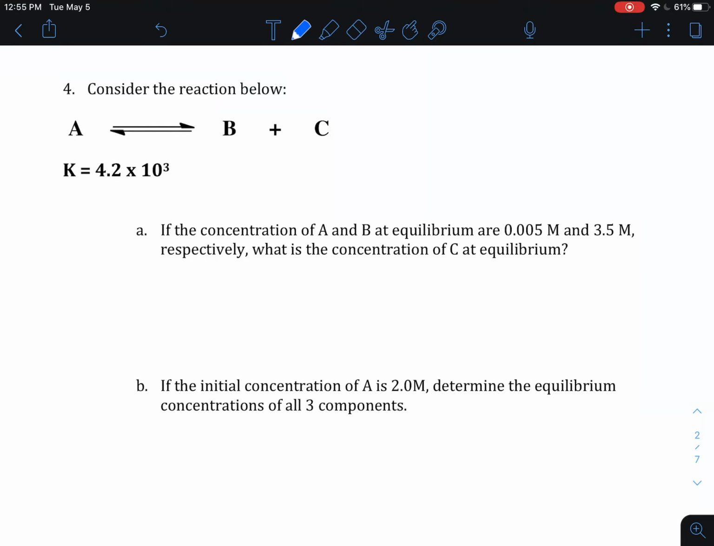Okay, I think that's it for the kinetic stuff. Now we're moving on to equilibrium.